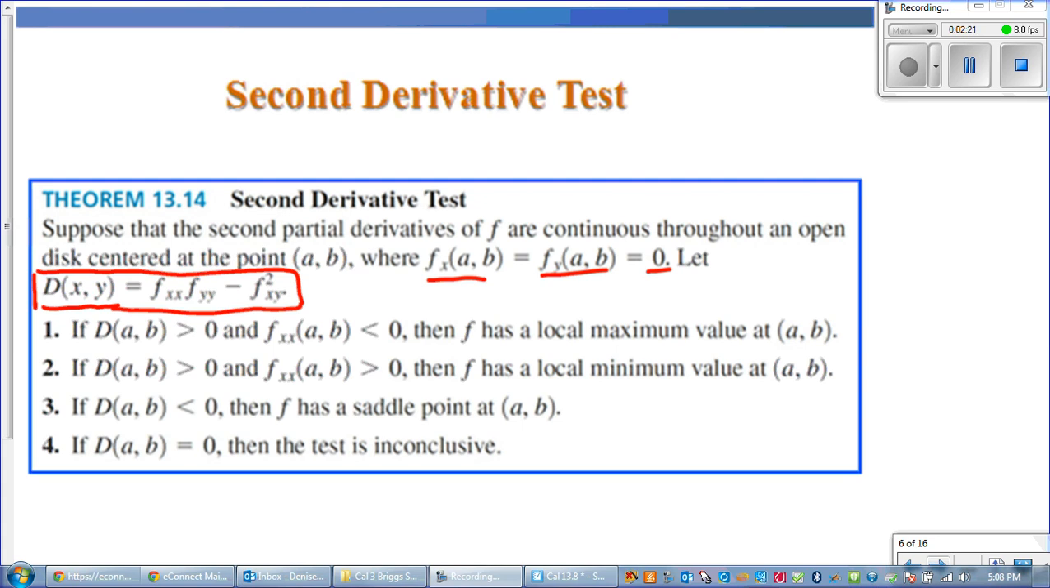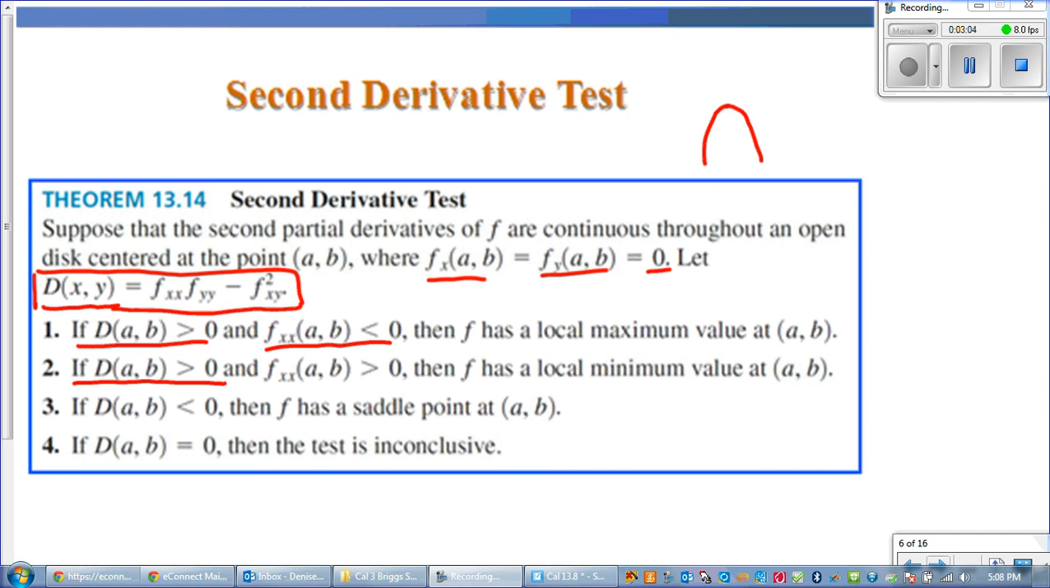So determine that discriminant. Now, if the discriminant is positive, then we're going to have a local maximum or a local minimum value. But what determines whether it's a local maximum or minimum is the second derivative of the function f at that point. If you remember, second derivatives measure concavity. So if we look at the second partial in the x direction, a negative second derivative means the function is concave downward at that point. So in the x direction, the function would be curved downward like this.